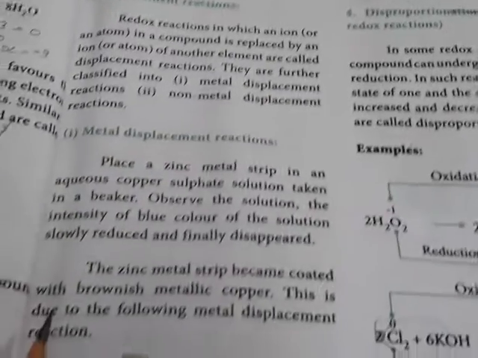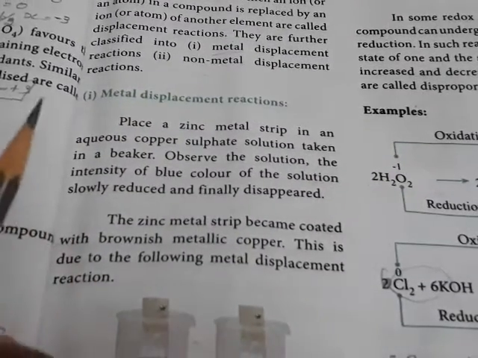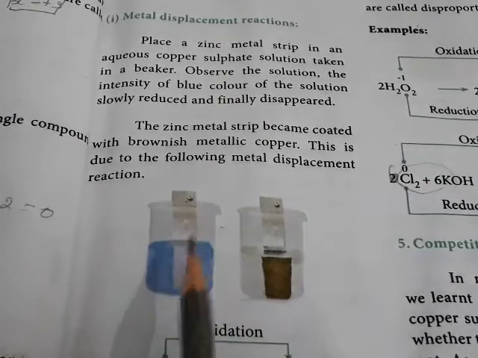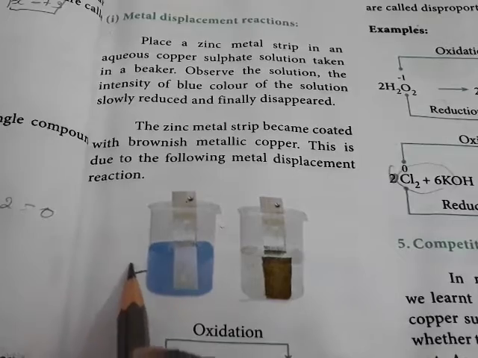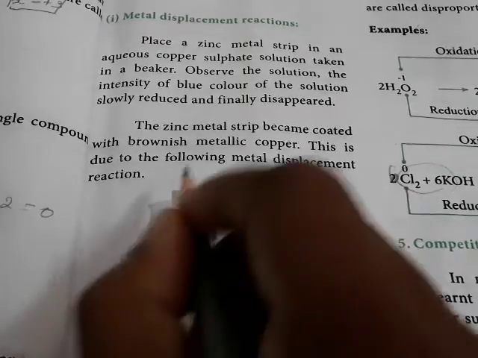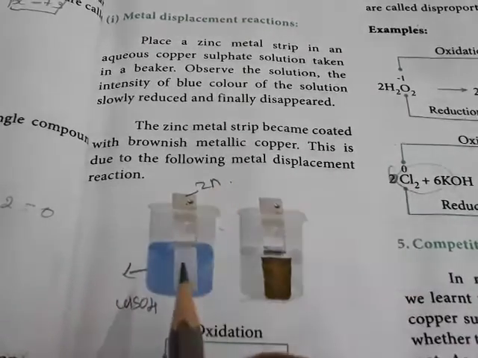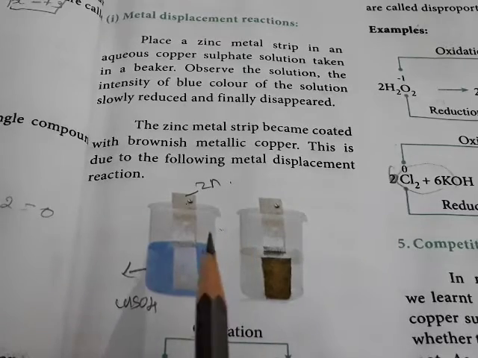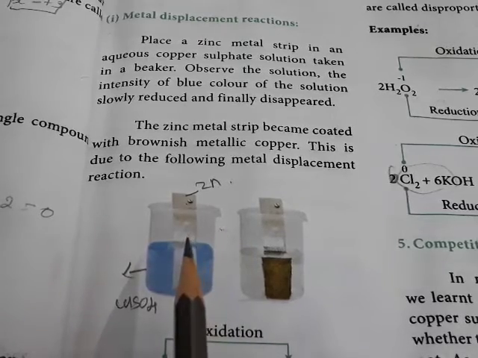Now we are going to see the metal displacement reaction. In the metal displacement reaction, you take one beaker and add some copper sulfate solution. You dip one rod in it. The rod is a zinc rod. The electrolysis process takes place, and some time goes on.